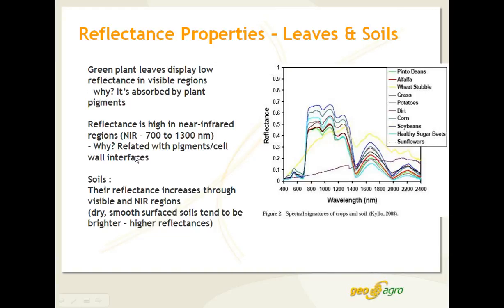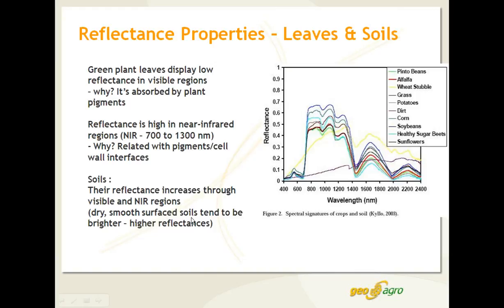I'm not going to go into the detailed explanation because I don't understand it myself. That's for researchers, but it's related to the behavior of pigments and cell wall interfaces, why they reflect much more in those ranges. Whereas soils have reflectance which increases through the visible and near infrared regions. So we can distinguish between them very easily when we have the information about an image about the reflectance.